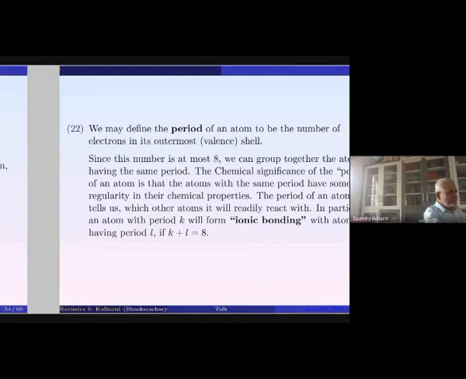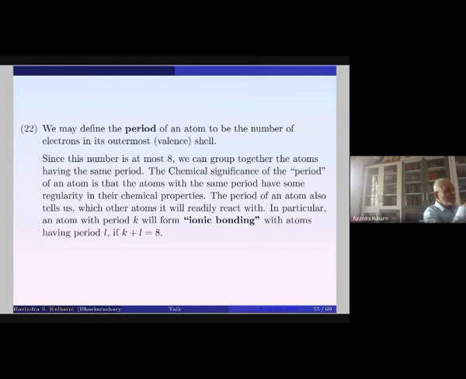Now about this period. We may define the period of an atom to be the number of electrons in the outermost shell. And as I said before, there are at most eight electrons in the outermost shell. If there are eight electrons, there will be two S electrons and six P electrons. Since this number is at most eight, we can now group together the atoms having the same period.